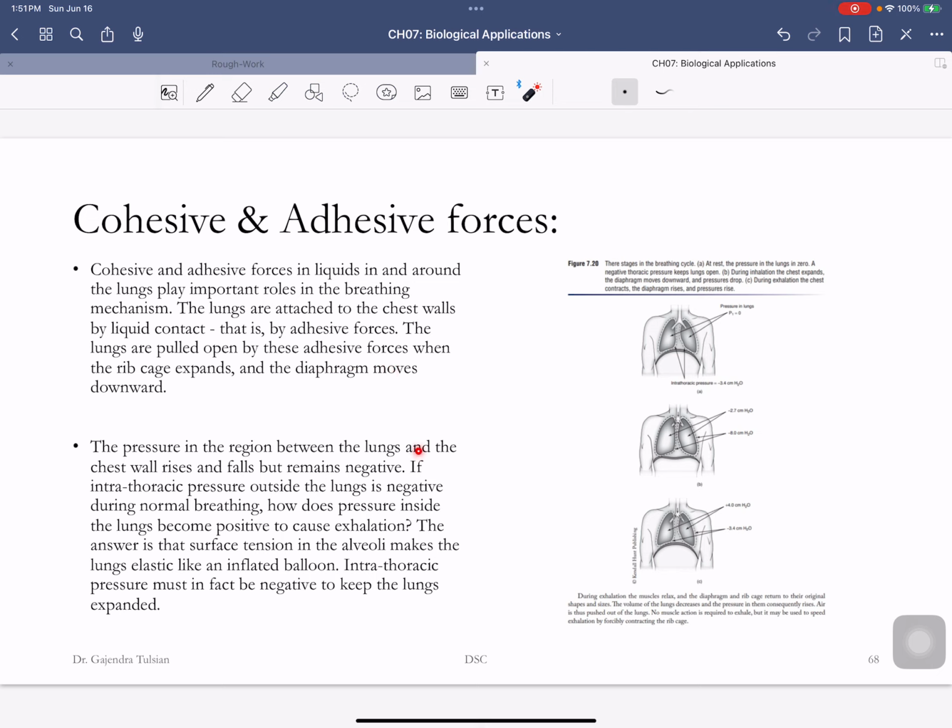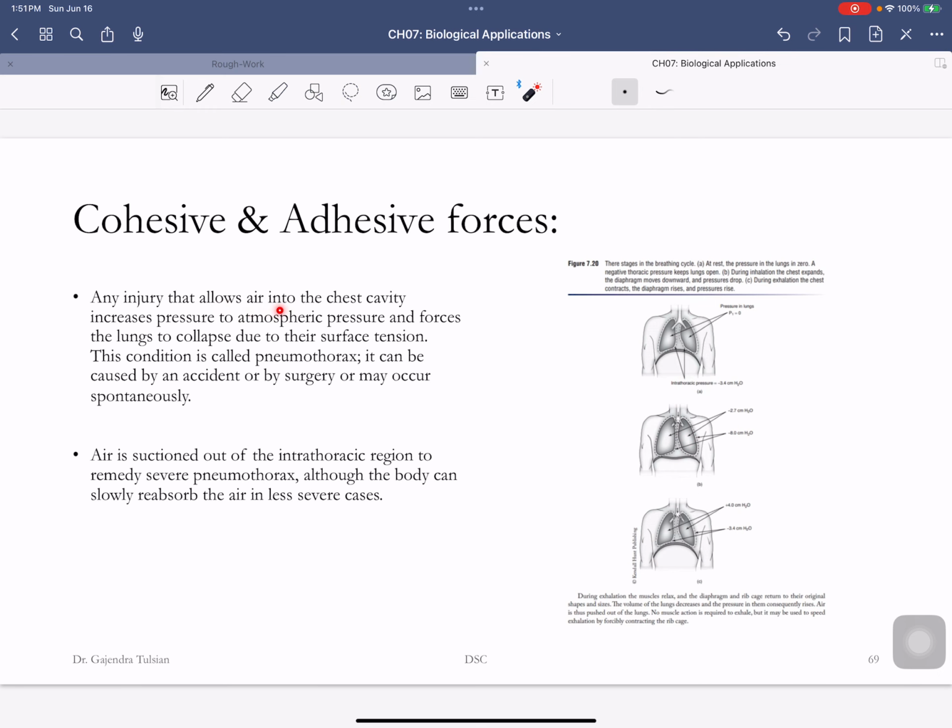The pressure in the region between the lungs and the chest wall rises and falls but remains negative. If intrathoracic pressure outside the lungs is negative during normal breathing, how does pressure inside the lungs become positive or cause exhalation? The answer is that the surface tension in the alveoli makes the lungs elastic like an inflated balloon. Intrathoracic pressure must in fact be negative to keep the lungs expanded. So for instance, if there is an injury to the chest cavity and this vacuum leaks out or air leaks in and you don't have this negative pressure, your lungs will collapse.